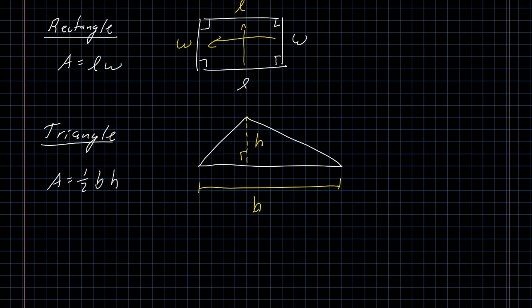And a triangle is half of a rectangle. I mean that very literally. If you take a triangle and you cut it along that altitude, the height that we just drew, and then you flip the pieces upside down, they will fit perfectly in order to give you a rectangle with the length being the base and the width being the height.